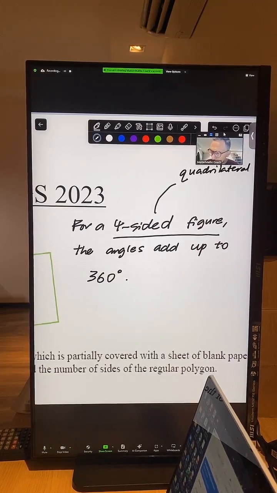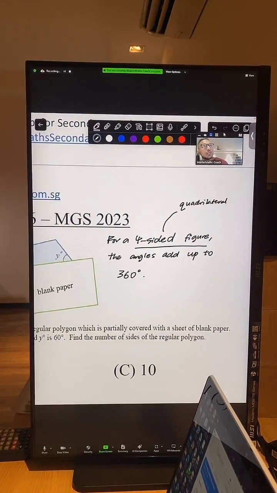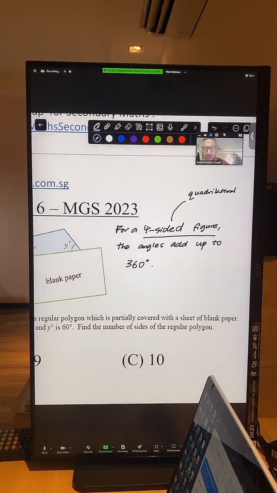Quadrilateral. If you watch football, Liverpool were trying to get the quadruple this year. But unfortunately, they ended up with just the Carabao Cup. So quadruple is to get four things. So quadrilateral is a four-sided figure.